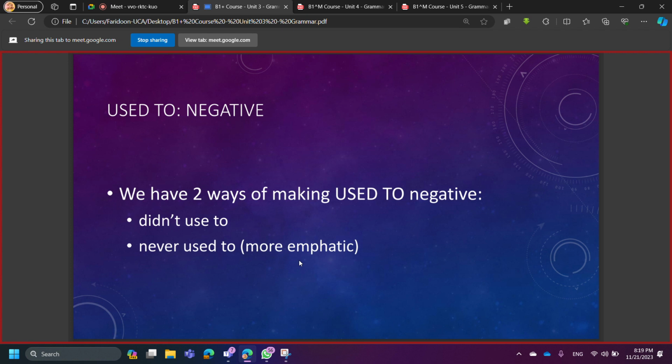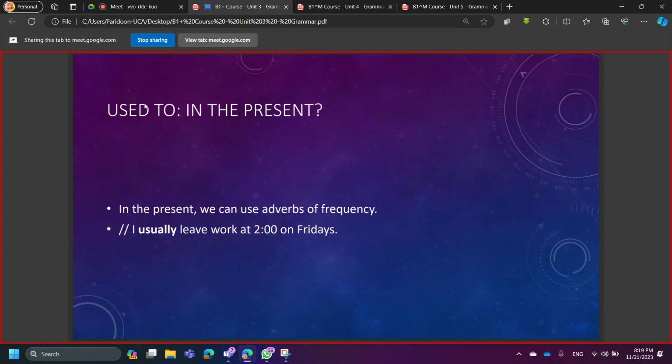Meaning that you're adding emphasis that it's something in the past and you didn't do that in the past. Okay. But what about "used to" in the present? Do we have any "used to" in the present? The answer is no. We don't really have any form of "used to" in the present, at least giving us the meaning that we want.